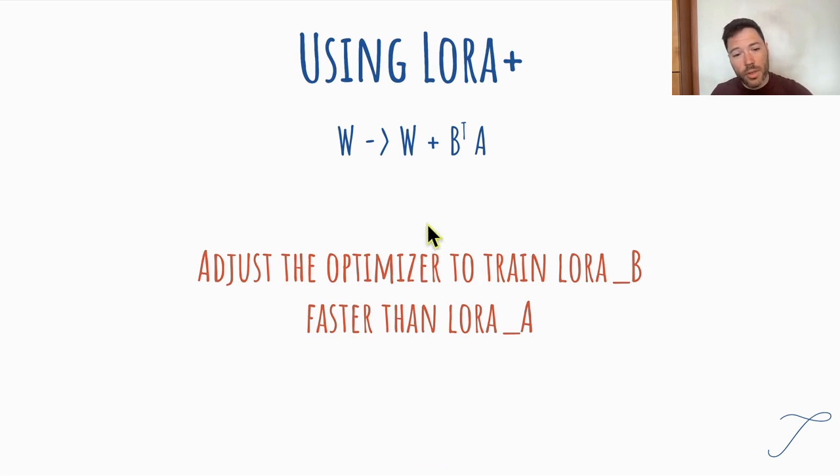So to use LoRA Plus, you don't change anything about LoRA, you just change the optimizer. And I'll show you some code that I've put together with the help of the LoRA Plus project on GitHub. And I just adjust the optimizer to change the learning rate for the LoRA B matrices so that it's some multiple of the learning rate for LoRA A.